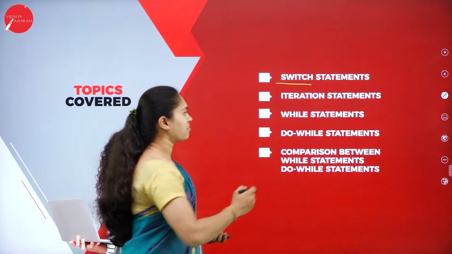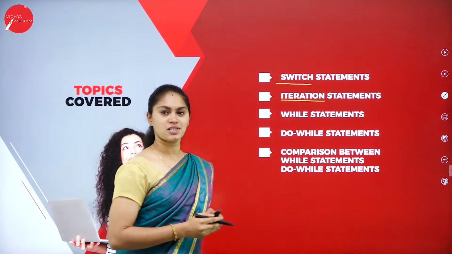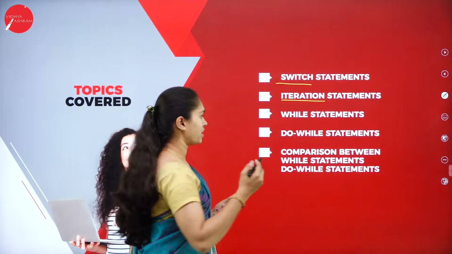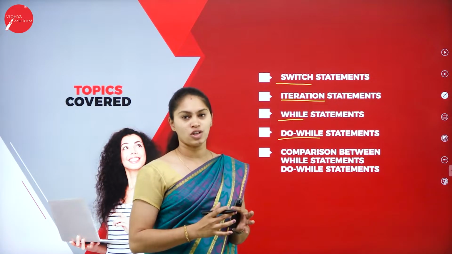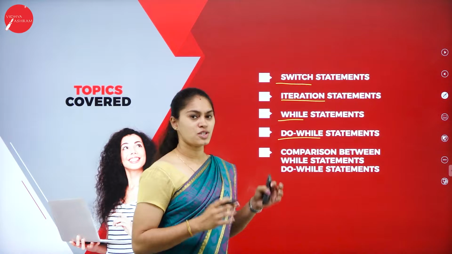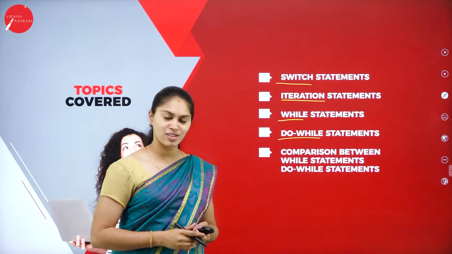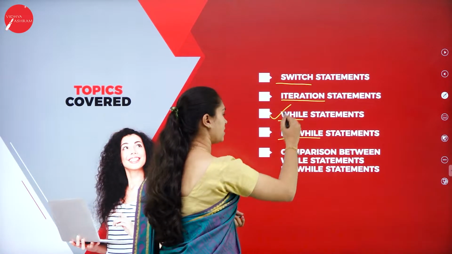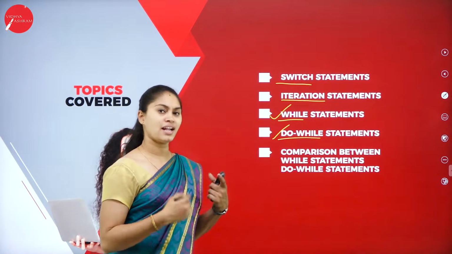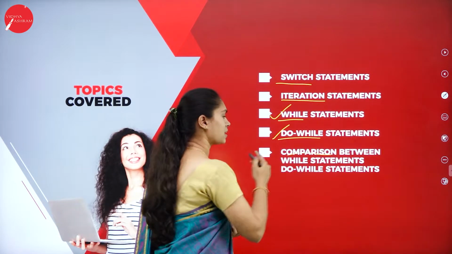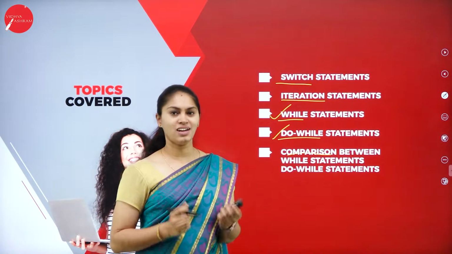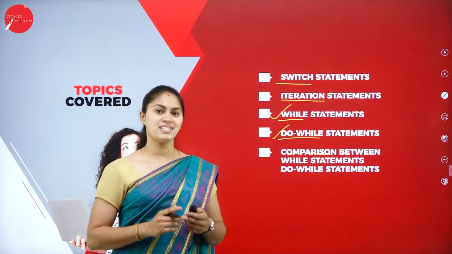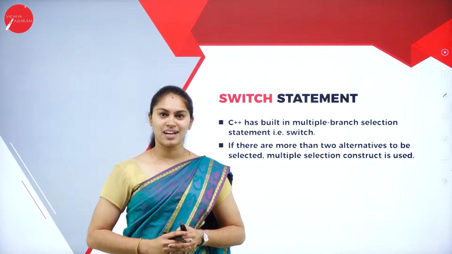Next we have the second type of control statement, that is iteration statement. Under that we have the while statement, do while statement as well as the for loop. In today's session, we are going to learn the while statement as well as the do while statement, and I am going to discuss the comparison or difference between the while statement and the do while statement. We'll see the switch statement right now.